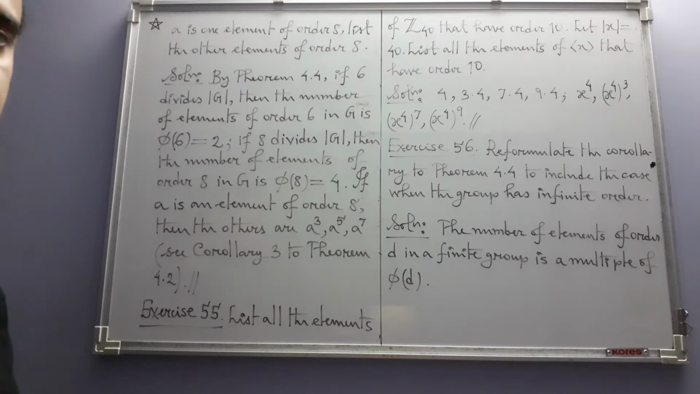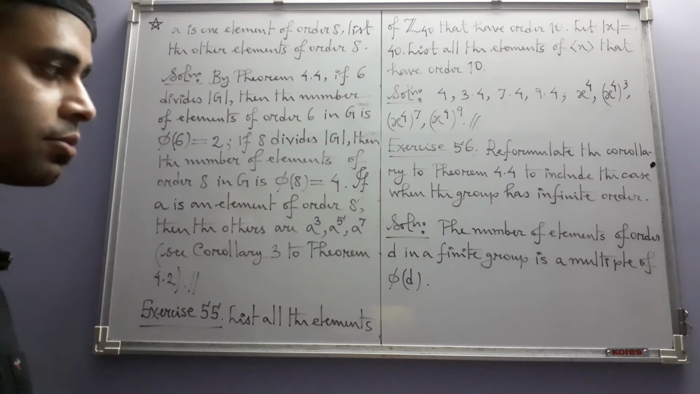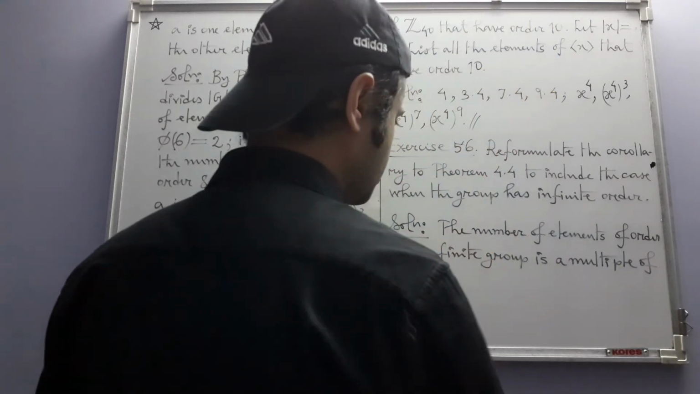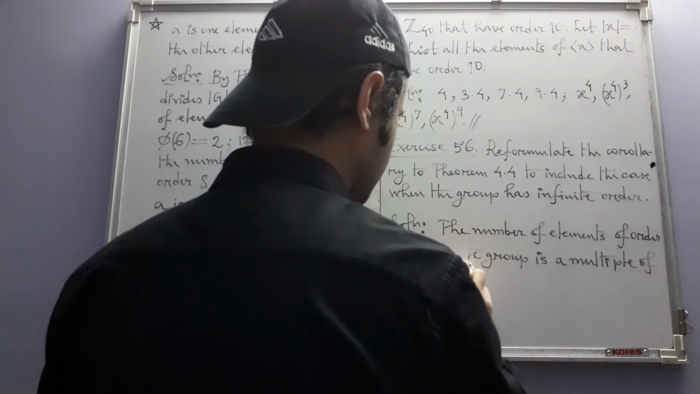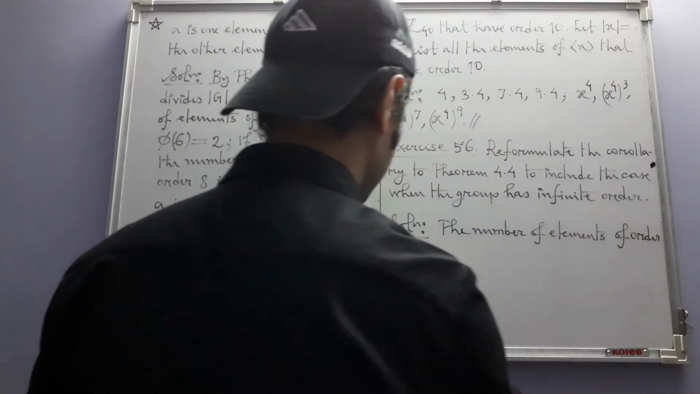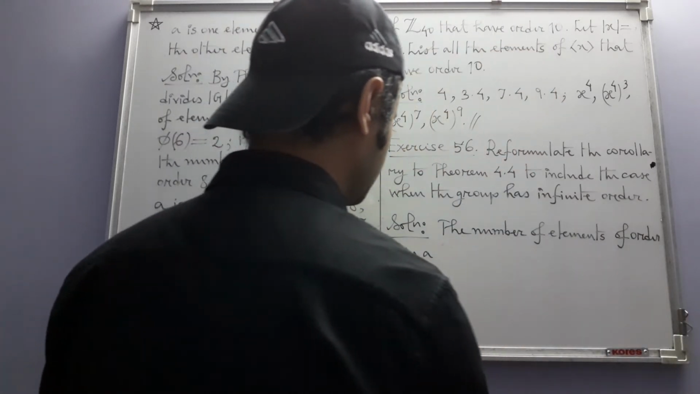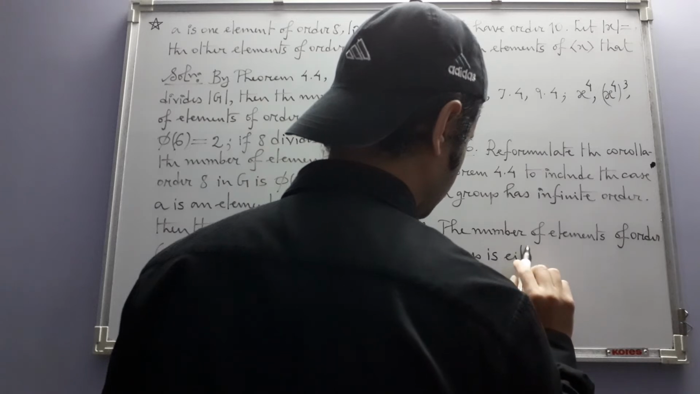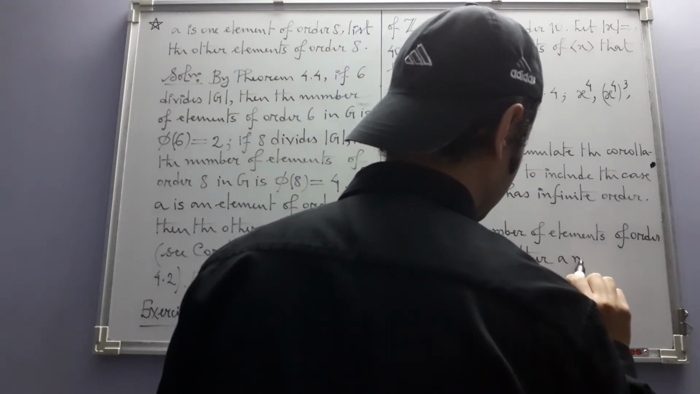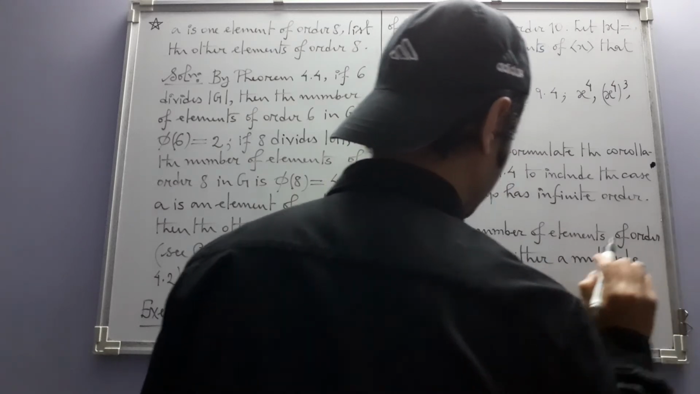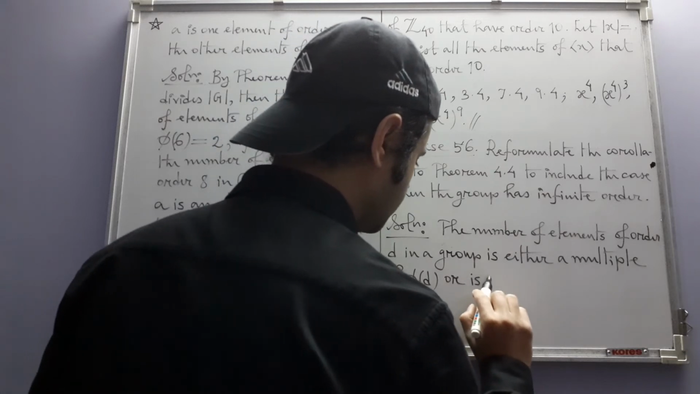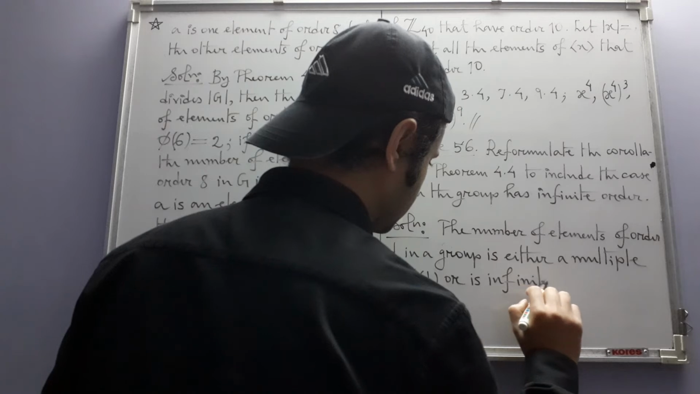Now we have to include the case when the group has infinite order. In that case, it's not necessary that the number of elements of order d has to be finite. It may be infinite also. So we write like this: in a group, the number of elements of order d is either a multiple of phi of d or is infinite.